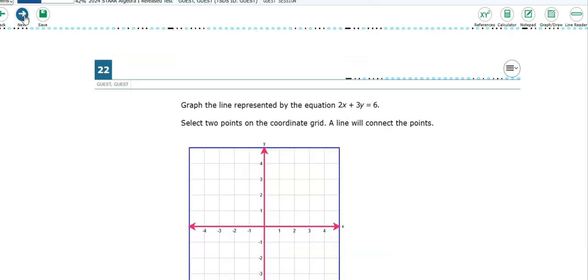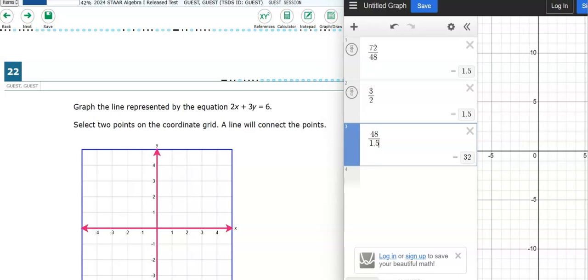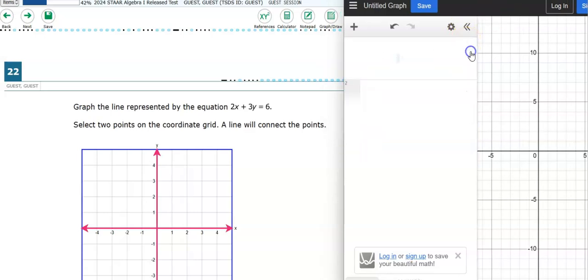All right, so next up, the graph line represented by the equation. Oh, I have to graph that. Fun. Okay, so select 2 points on the coordinate plane. There's a couple ways to do this. I can rearrange this to say y equals mx plus b, but in this form, it's very easy to figure out the intercepts. So let me go over here. What I mean by the intercepts is, okay, so we have 2x plus 3y equals 6.